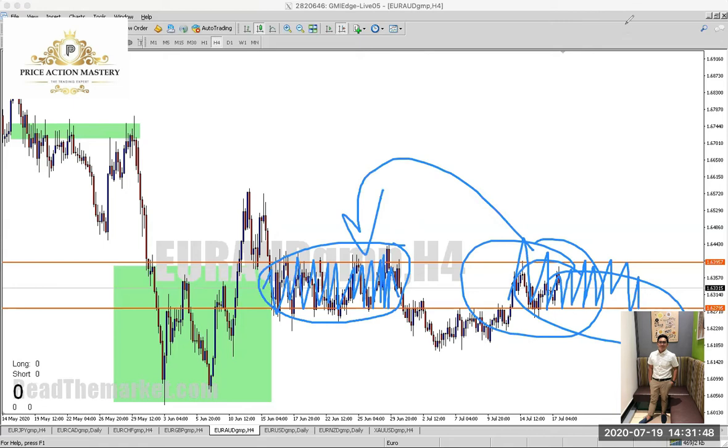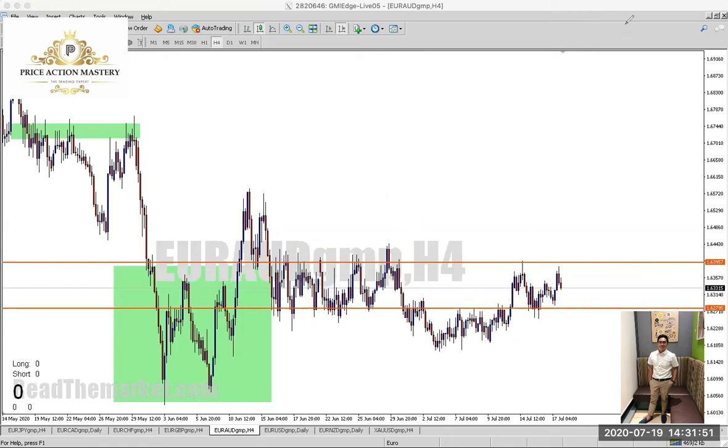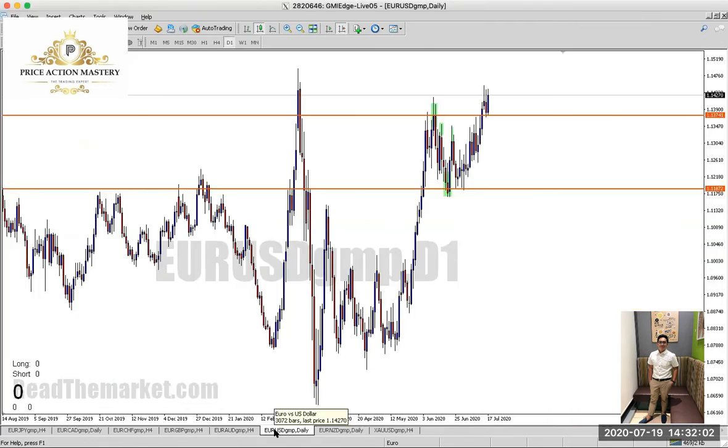Okay, this is how you should study the market. Once you understand the market, it's really easy to predict the market, because all of this is what we call a forecast. Okay, there's no guarantee in this.